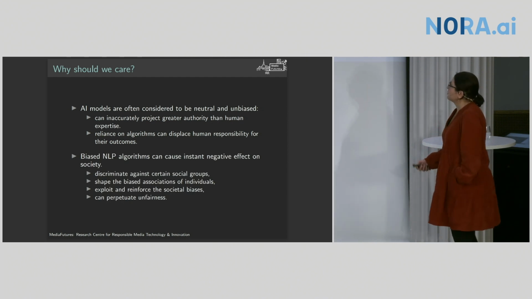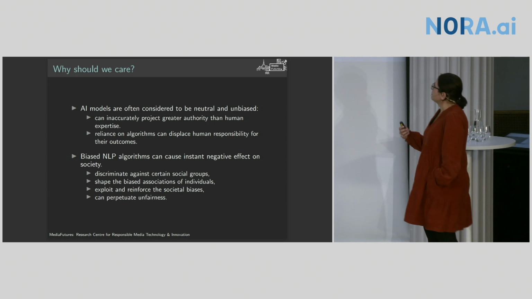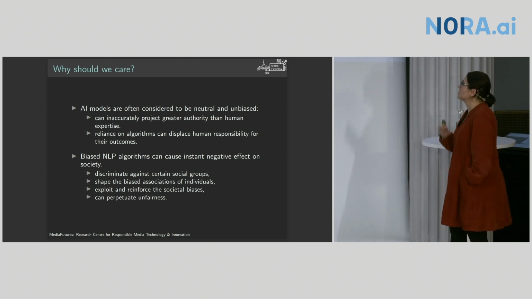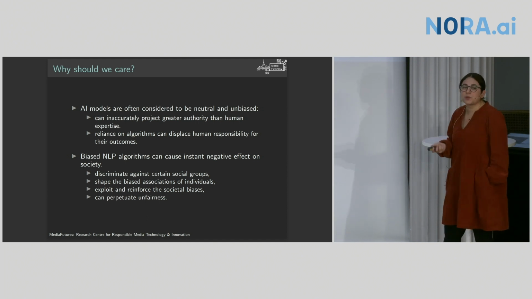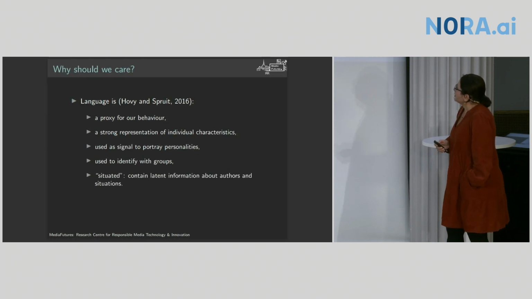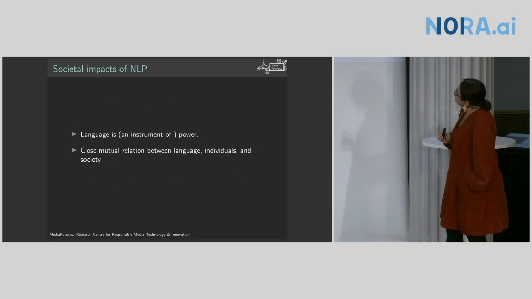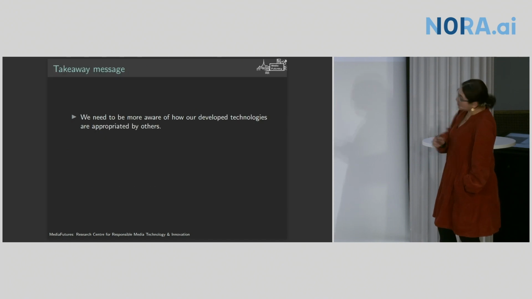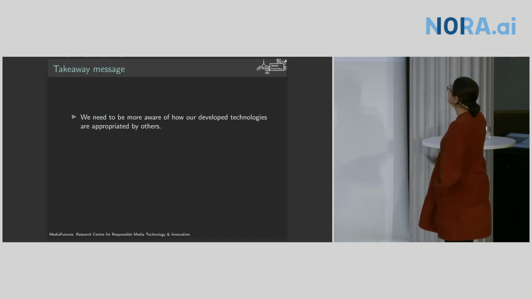And these kinds of biased models can cause a negative effect on society in general. They can discriminate, as I showed, they can shape the biases, they can give you biased associations, they can perpetuate unfairness, basically. I'm going to jump to what I think should be the takeaway message, because I ran out of time.